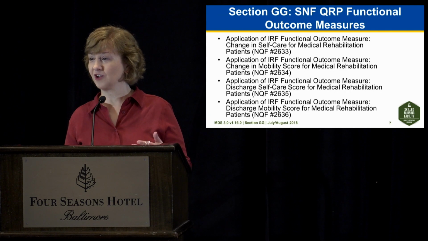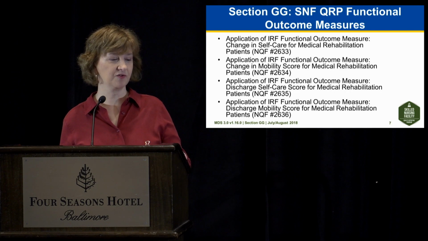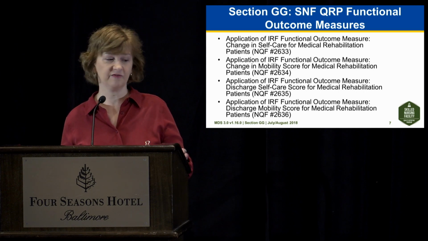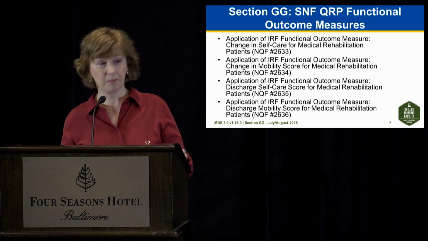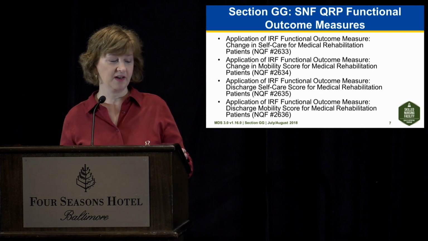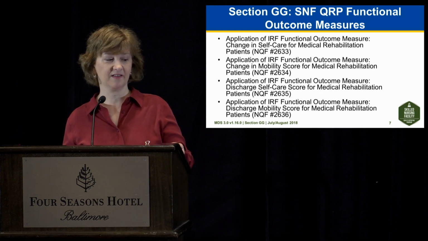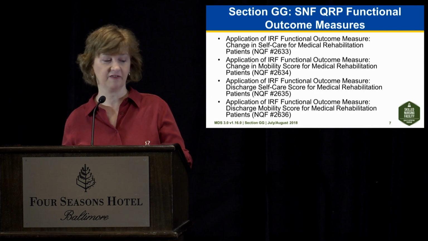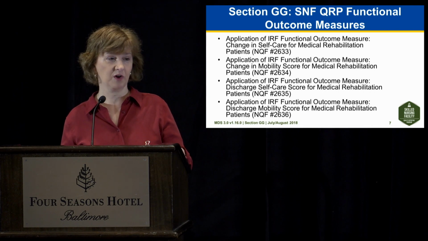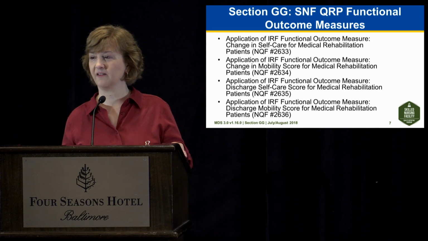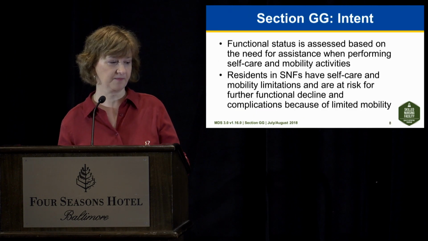Okay, so the 4 functional outcome measures are listed here, as I mentioned yesterday. One relates to change in self-care ability. One relates to change in mobility. Another one reflects the person's status at the point of discharge for self-care. And the 4th one relates to the person's status in mobility at discharge.